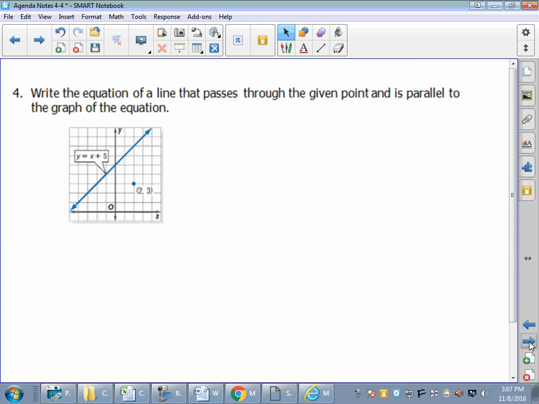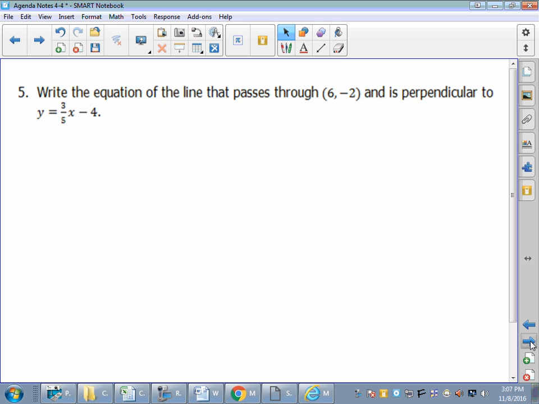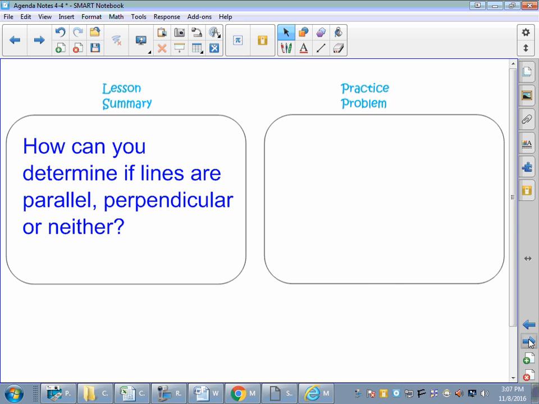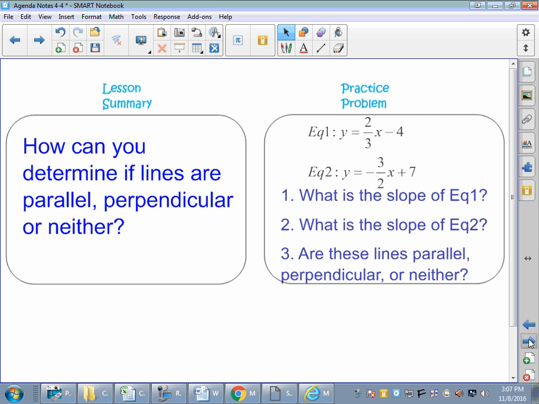All right. I think we're good. Let's talk more in class if we need to. Our lesson summary. Here's what I would like to know. How can you determine if lines are parallel, perpendicular, or neither? If I give you two equations, number 1, what's the slope of equation 1? Number 2, what's the slope of equation 2? And number 3, are these lines parallel, perpendicular, or none of the above?